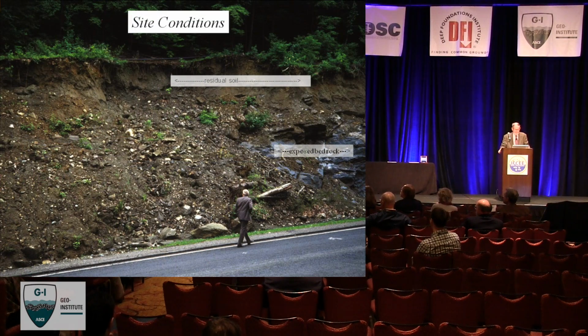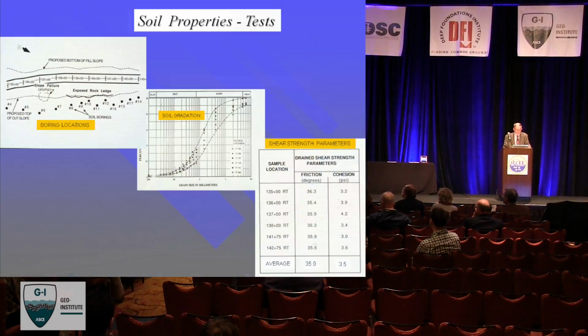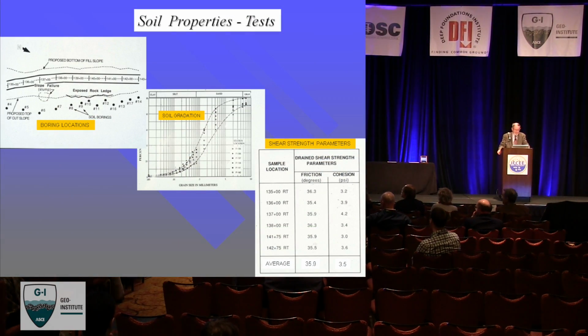The residual soil layer, of variable thickness, overlay phyllite bedrock. Groundwater flowed from the base of the soil layer and also from fissures in the bedrock. Soil borings were made in the residual soil along the top of the cut. Grain size distribution was determined in soil samples. The soil was a silty sand with minor amounts of clay-sized material. The average friction angle and cohesion, based on samples compacted to their in-situ density, was about 36 degrees and 3.5 psi, respectively.